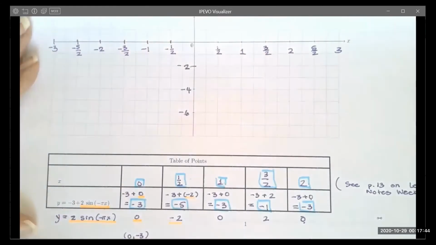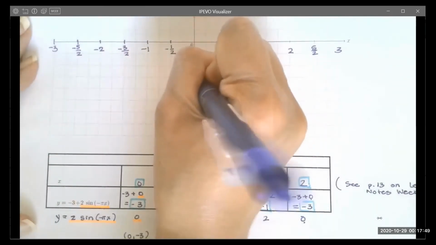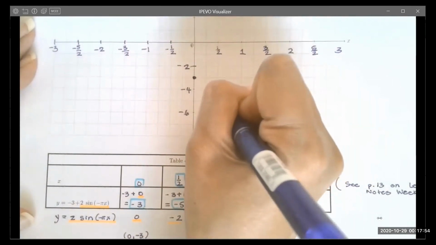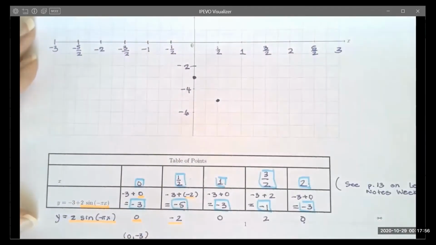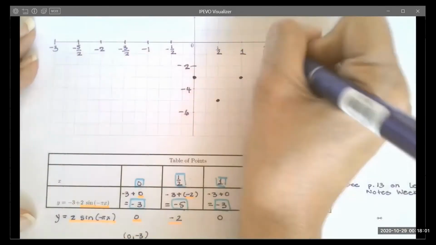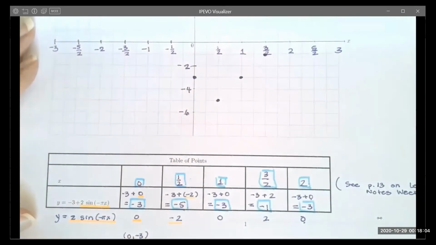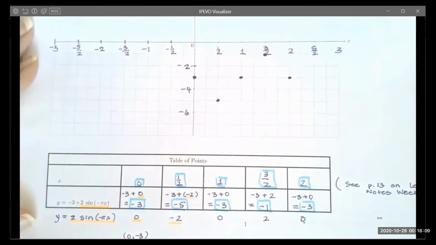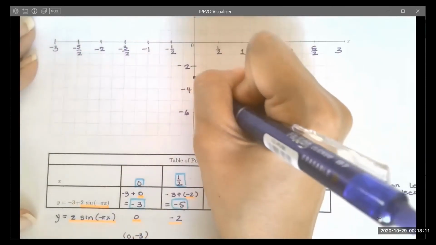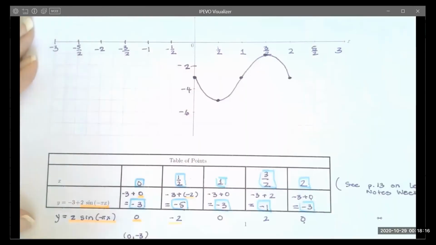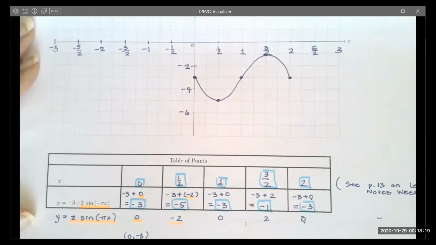Now (0, -3) would be this point. (1/2, -5) would be this point. (1, -3) would be here. (3/2, -1) would be here. And (2, -3) would be that point there. So we get a curve that looks like the following.